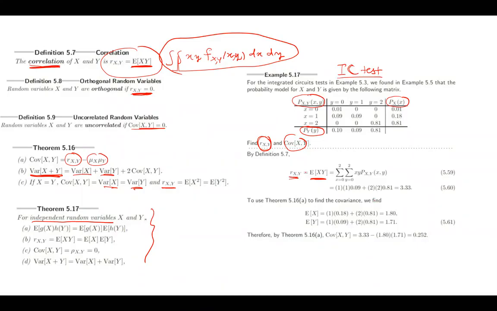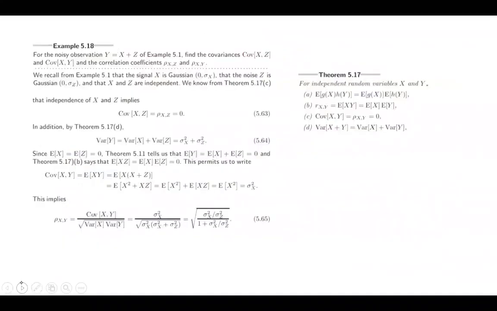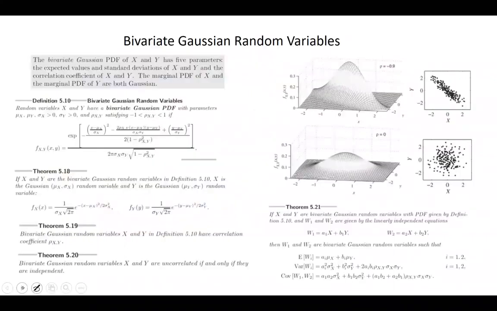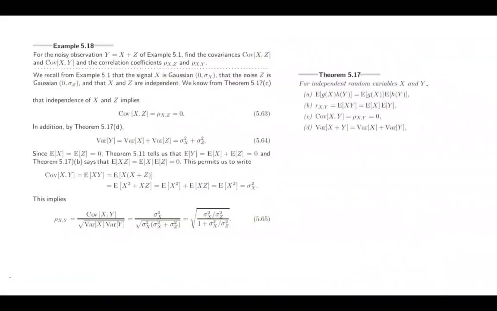You see that the correlation is 3.333. We can also determine the mean values of x and y, which are 1.80 and 1.71, and then we can determine the covariance by using these expected values and the correlation. So as far as I see, these are going to be the last 2 slides.